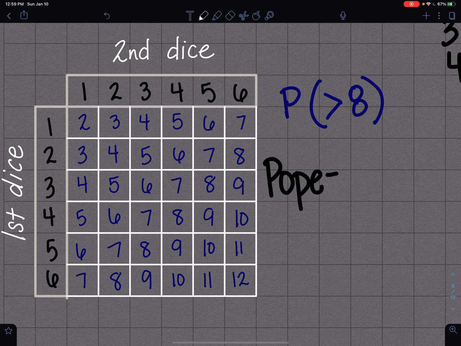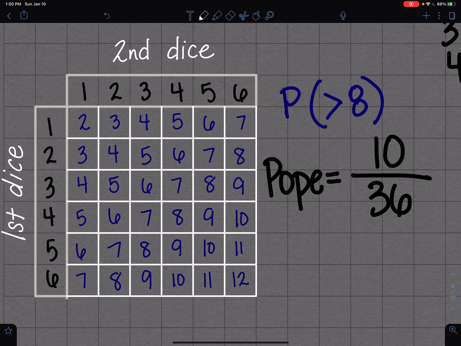How many ways can I get a number bigger than 8? Let's count them. 1, 2, 3, 4, 5, 6, 7, 8, 9, 10. There's 10 ways I can get a number bigger than 8. And then the denominator is going to be the same. There are 36 different things that I can get every time I roll 2 dice together. 1 out of 36 every single time, okay? So the answer here is going to be 10 out of 36.